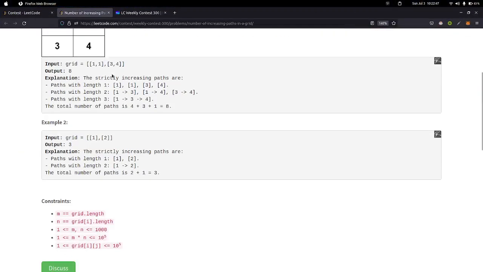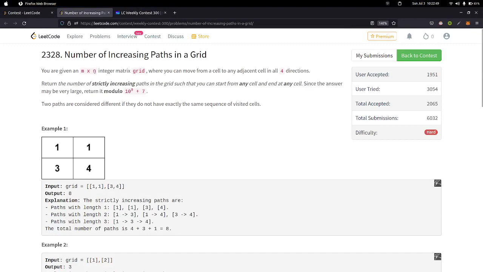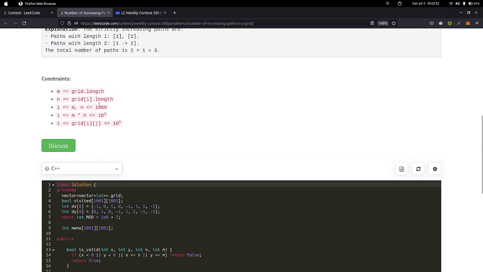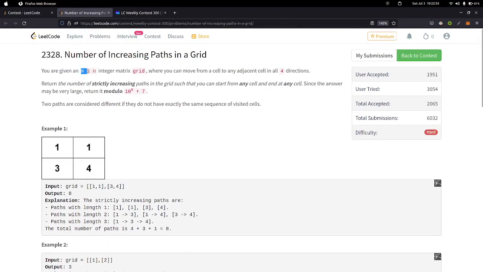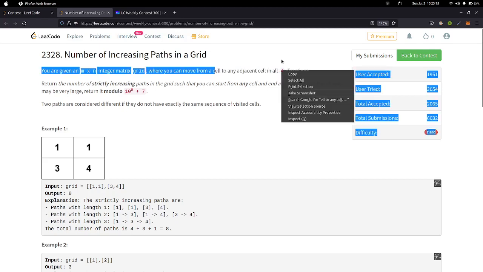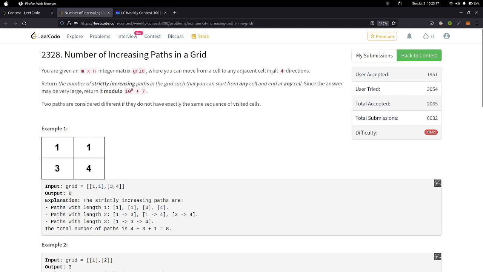So in this problem we have another m cross n grid. In every problem I'll be using n cross m only, even if they give any different weird notation, be it w cross h or m cross n or anything. So n cross m is the notation I use to represent the grids, where n represents the number of rows and m represents the number of columns. And we are given that we can move from a cell to any adjacent cell in all 4 directions. So this means we can move up, right, down and left.